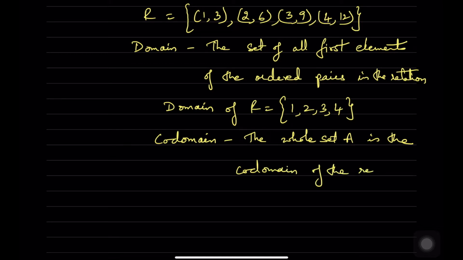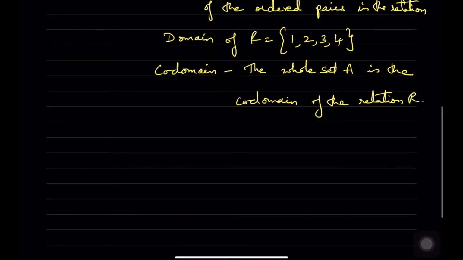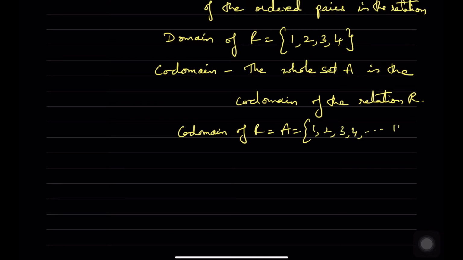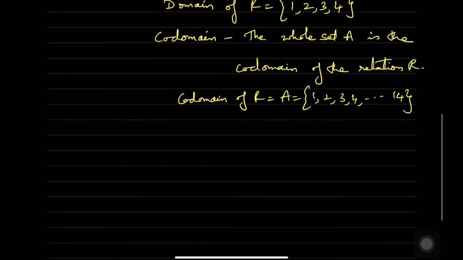If you want to see the definitions of domain and codomain, you can follow the link given in the description. It's given in the concepts of sets and relations and functions. You can go into that and see. So the codomain of R is nothing but the set A itself, having 1, 2, 3 and so on up to 14. These are all the elements which lie in the codomain of R.